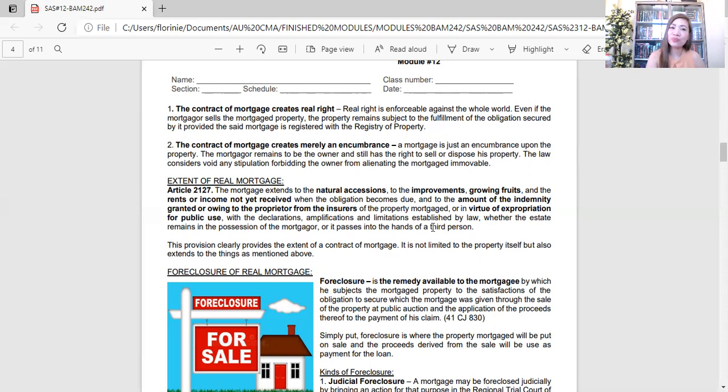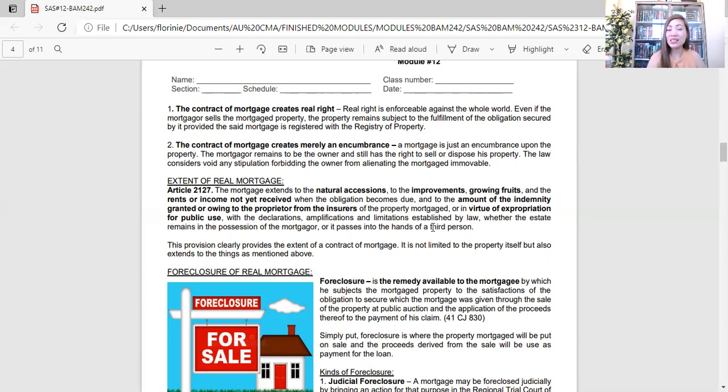Okay, so ganito. May property ako, sinangla ko sa'yo. Okay. Habang nakasangla sa'yo, ibinenta ko sa iba. Is the contract of sale I entered into with another person valid? The answer is yes. Why? Because I am still the owner of the property. I can do whatever it is that I want to do with the property. Pero, yun lang. Even if the mortgagor sells the mortgaged property, the property remains subject to the fulfillment of the obligation. Kaya wala ka naman talagang dapat ikakaba.